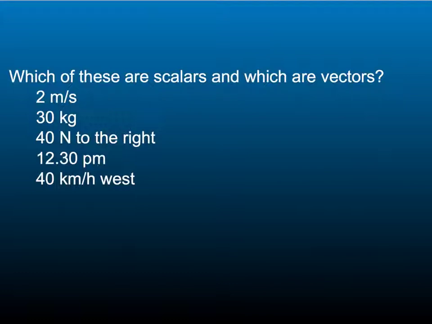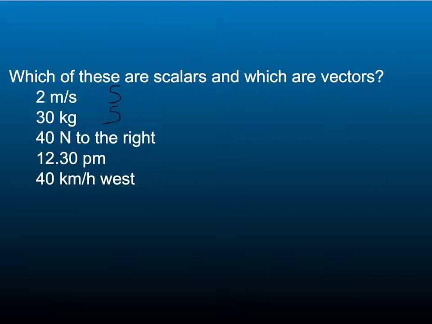Okay, so what I would like you to do is pause the video and then have a look at these quantities. Which of them are scalars and which of them are vectors? Okay, the first one, 2 meters a second. This is speed, so it's a scalar quantity. 30 kilograms. This is a mass. It's also a scalar quantity.